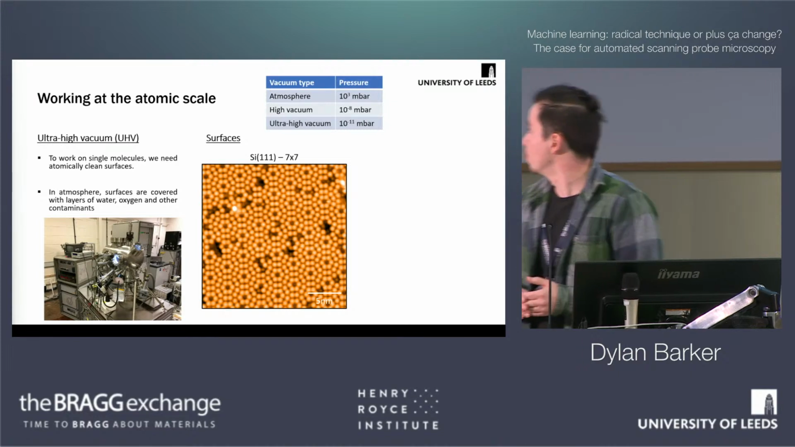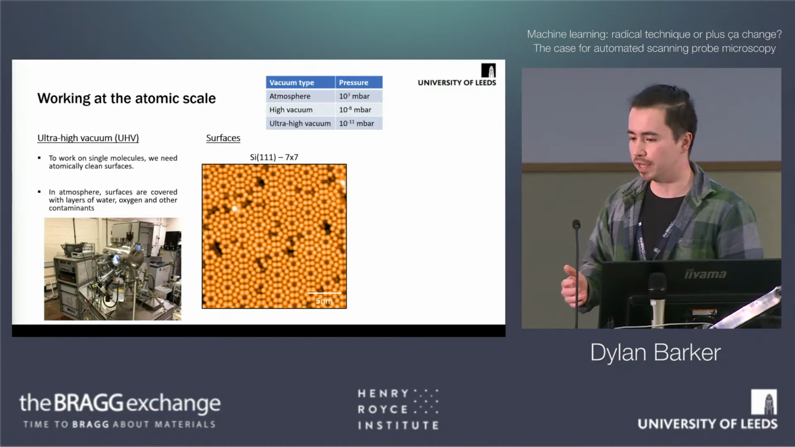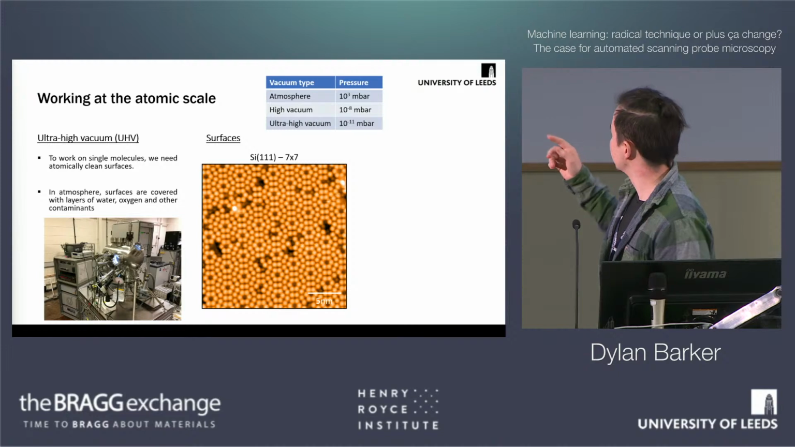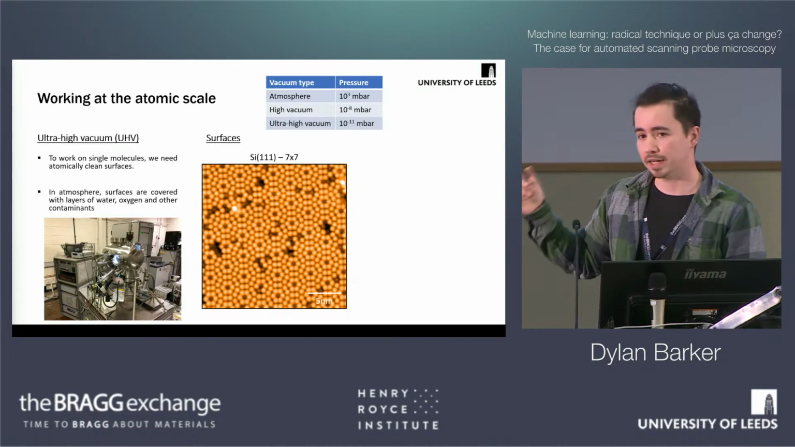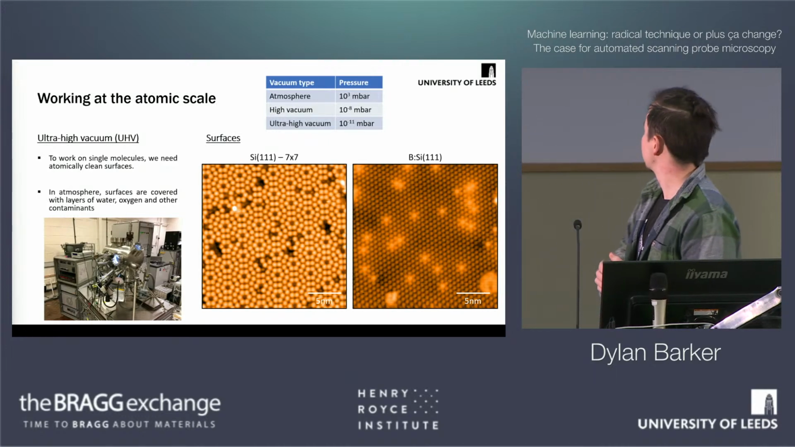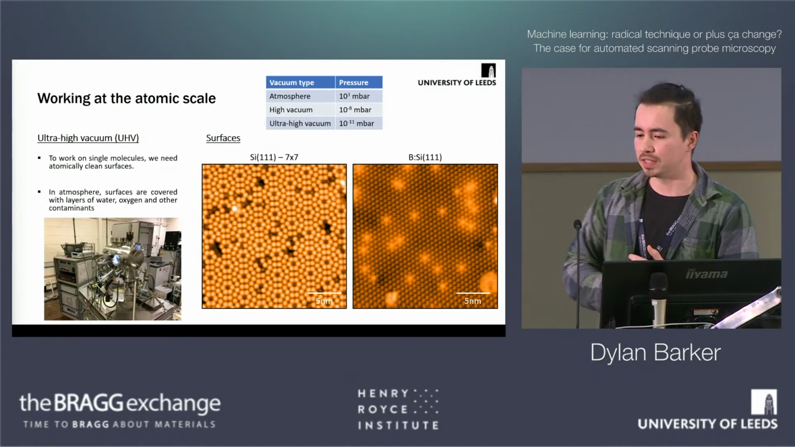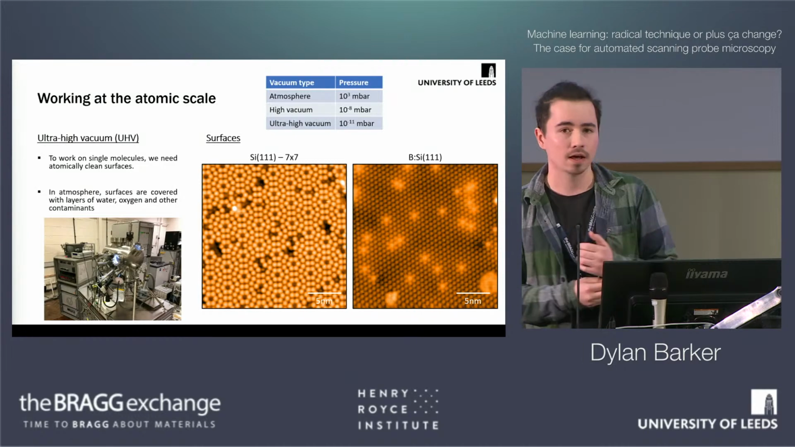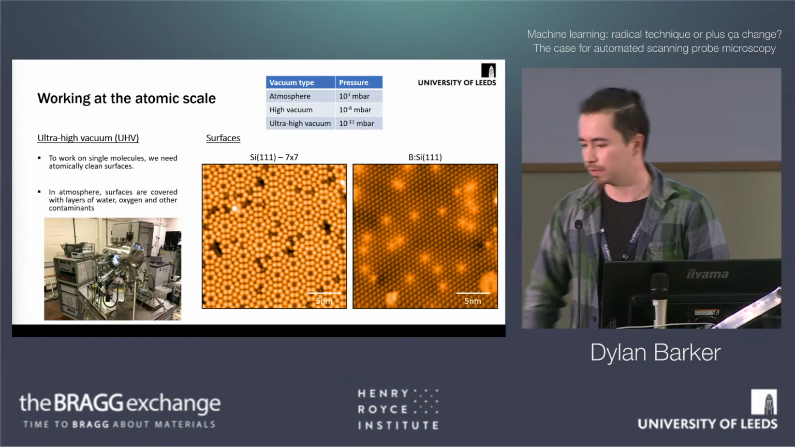So I'll quickly run through a couple of the surfaces that I'll be showing you today. The first one is silicon 111. All of these bright blobs that you can see are individual silicon atoms. And the second one is another silicon-based surface. But these slightly darker blobs you can see are the silicon atoms, again here.